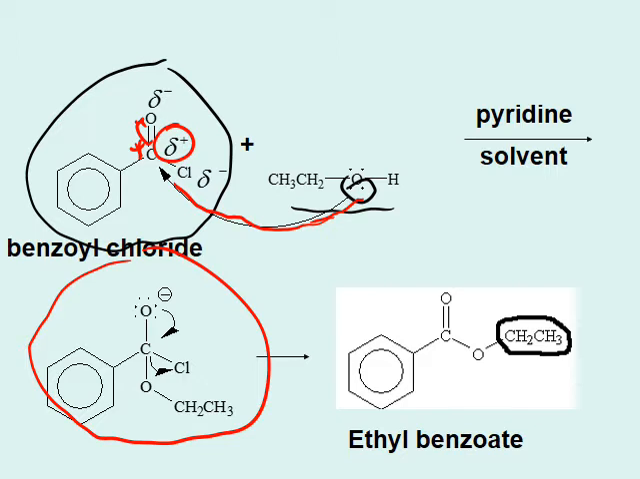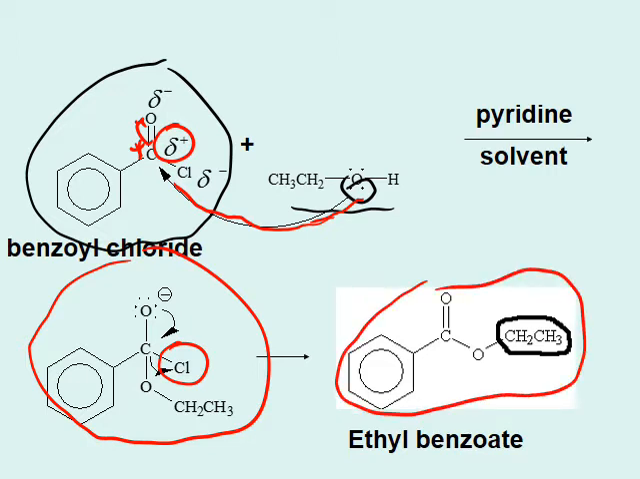In the next step, it tries to get back its double bond by pushing out Cl, and Cl is a good leaving group. In other words, Cl leaves and it makes its double bond, and that's why you get this product.